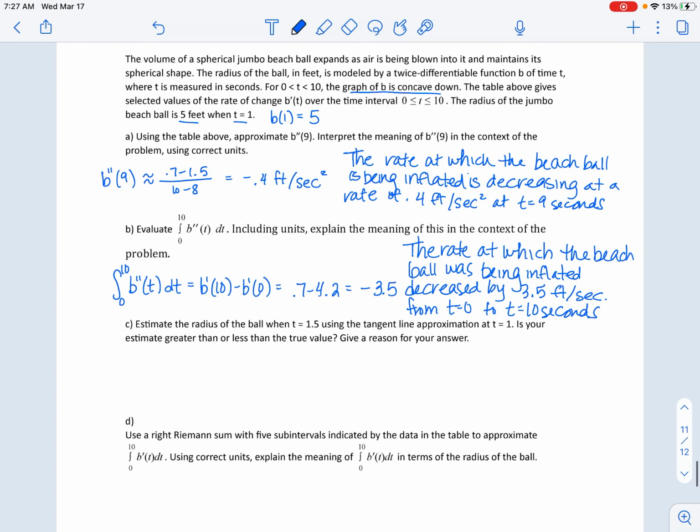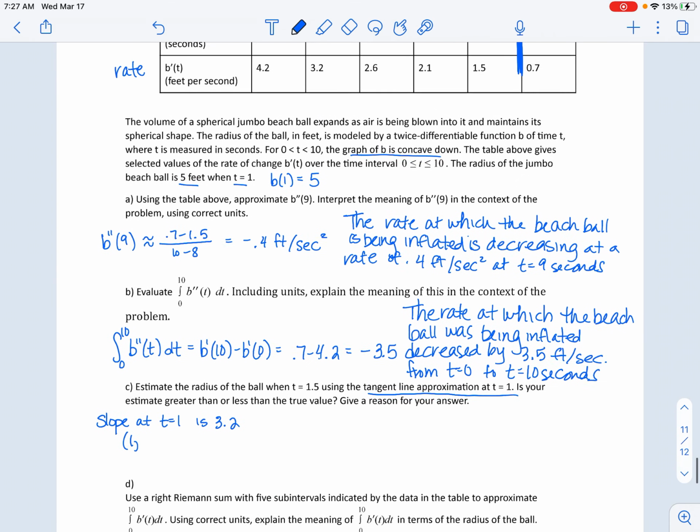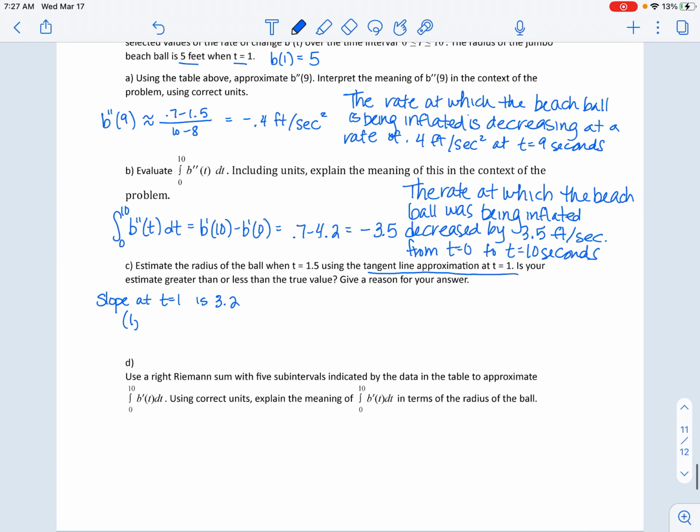Part C, estimate the radius of the ball when t equals 1.5 using the tangent line approximation at t equals 1. So first we need the tangent line approximation. And so the slope at t equals 1 is on the table. The slope at t equals 1 is 3.2. The point at t equals 1 is the 1, 5 that we were given in the paragraph up there.